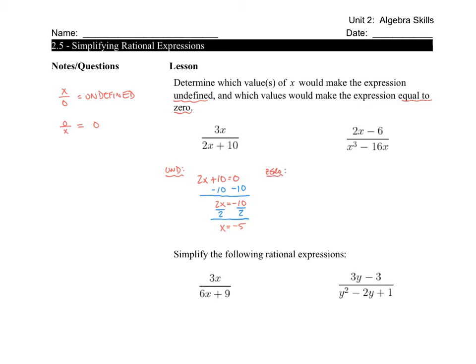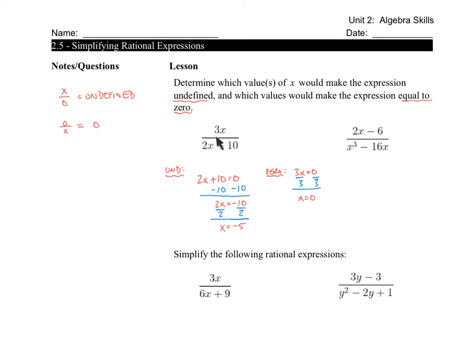So I'll investigate that. And in order to investigate when it's 0, I'll just have to take the numerator, set it equal to 0, and that's a much simpler equation to solve. And x equals 0. So this is what we've learned. In this particular rational expression, if your x value is negative 5, then this expression will end up being undefined, because negative 5 times 2 would be negative 10, and negative 10 plus 10 would be 0. So we would end up with 0 in the denominator, which creates an undefined expression.